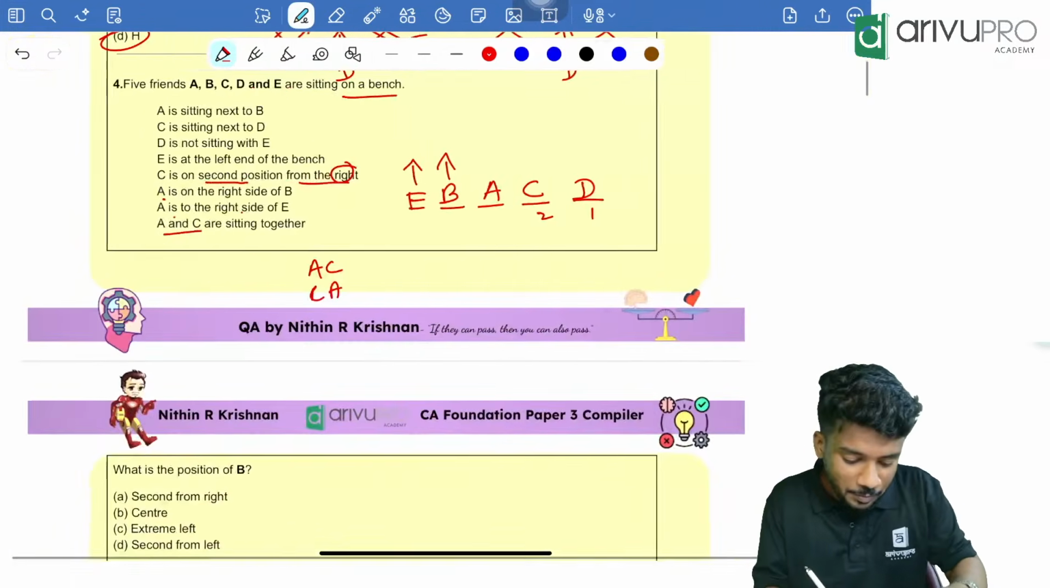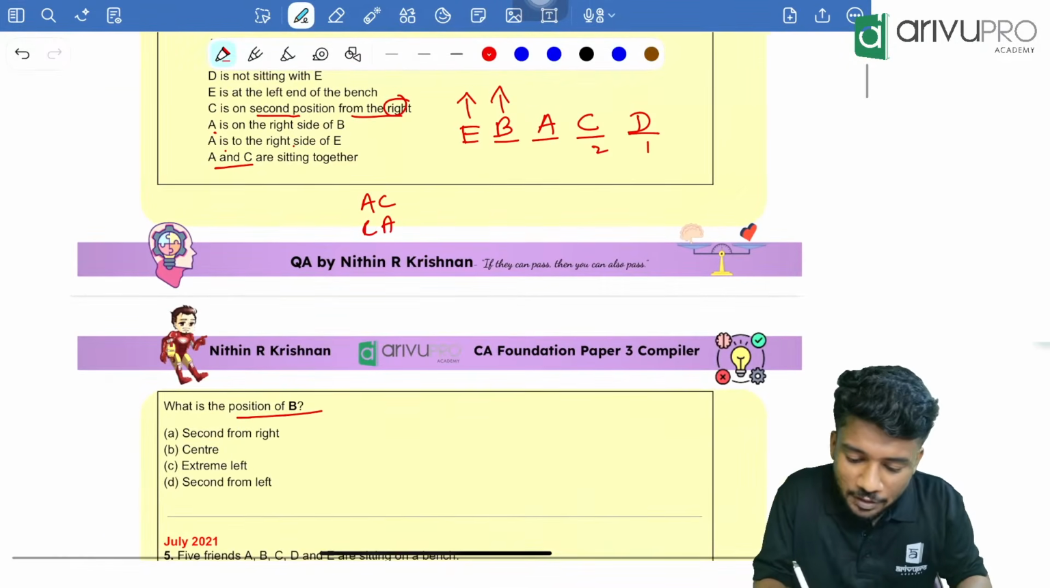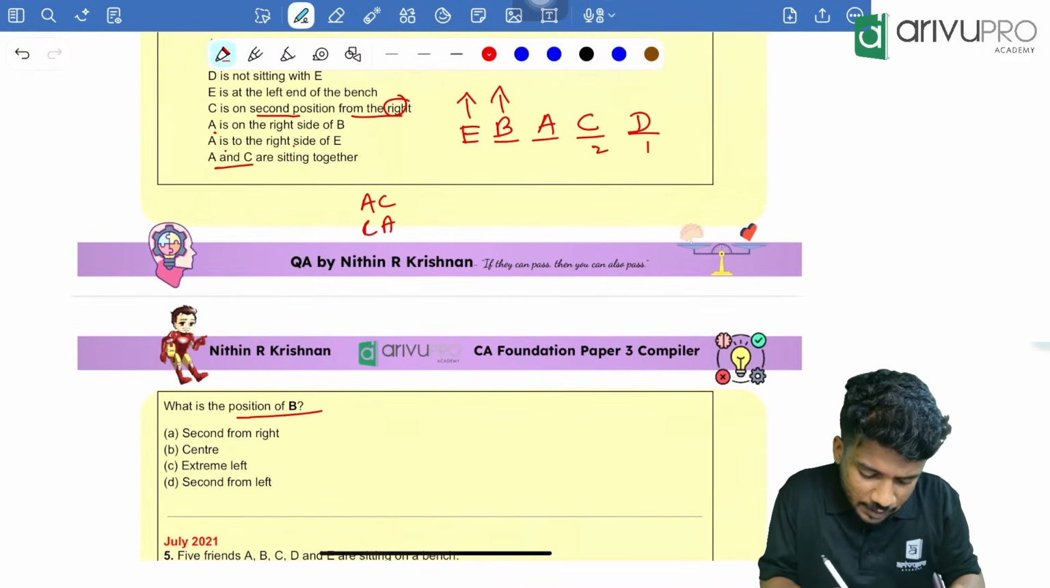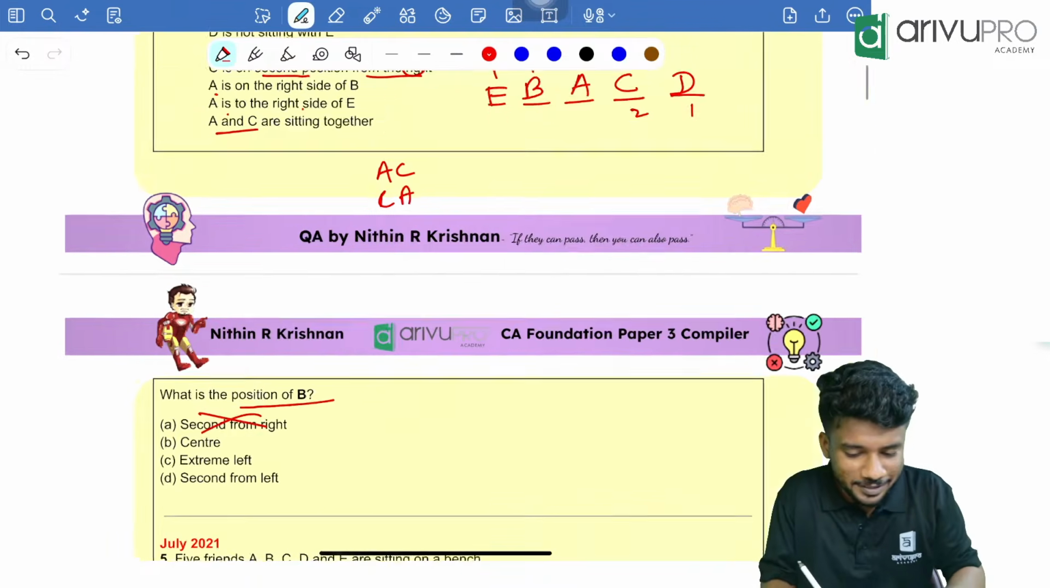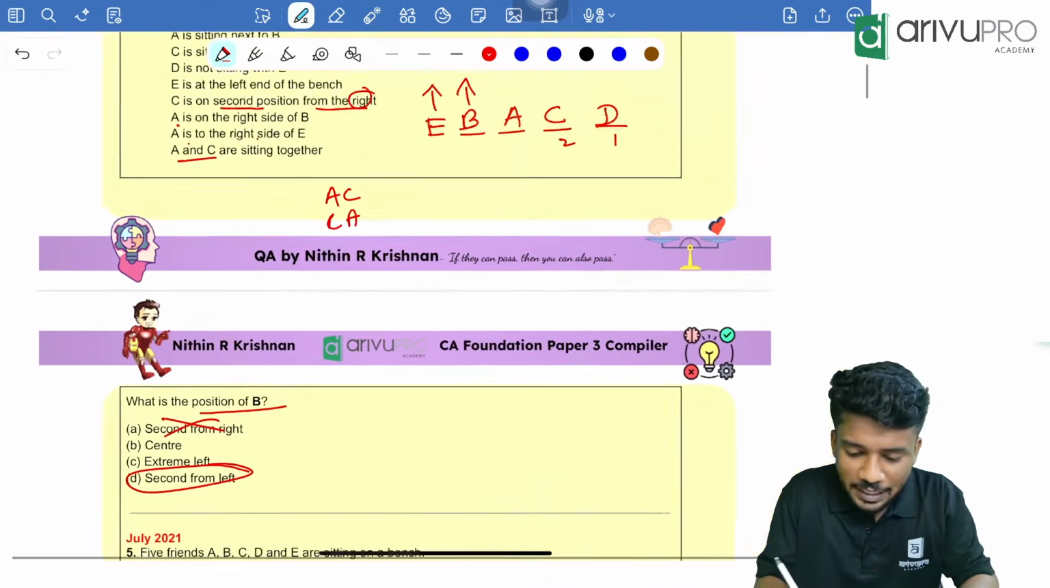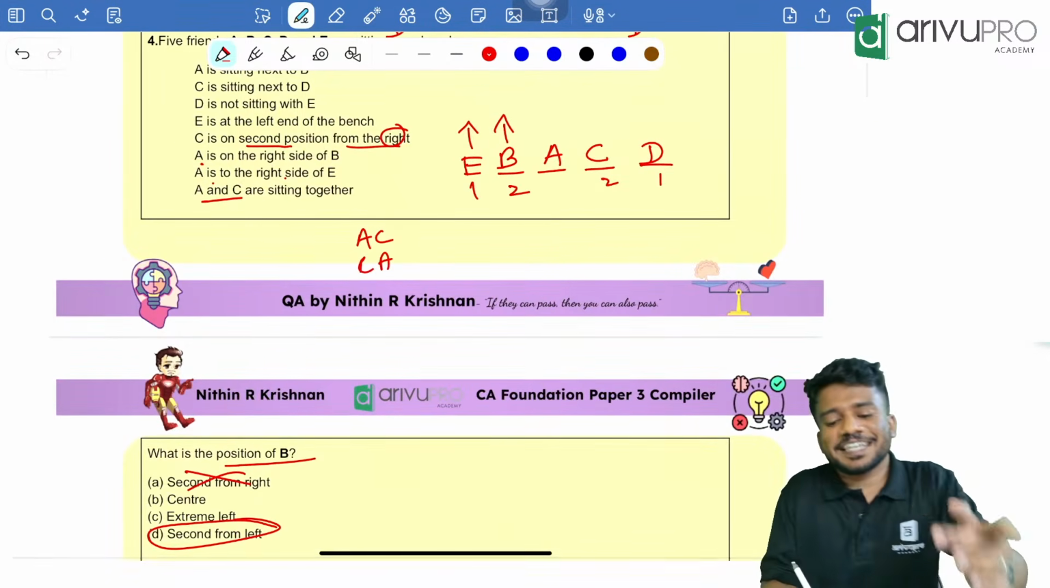It is a repeated question, people. Now the question, what is the position of B? B is at which position? It is second from the right. No, it is not second from the right. It is second from the left. This is first from the left. This is second from the left.